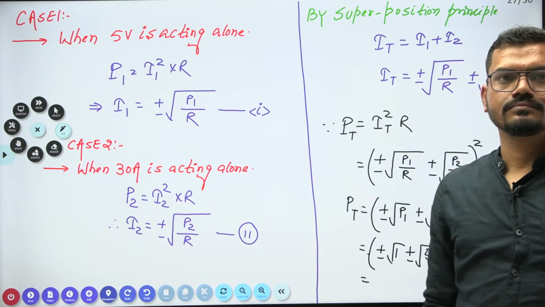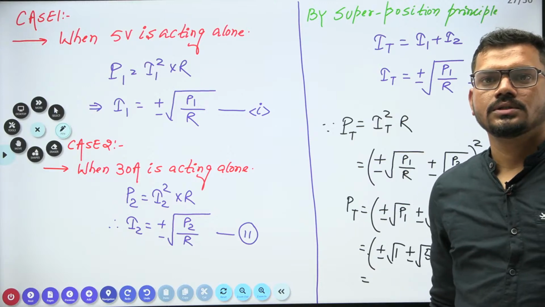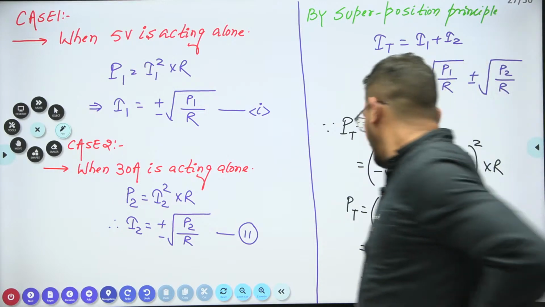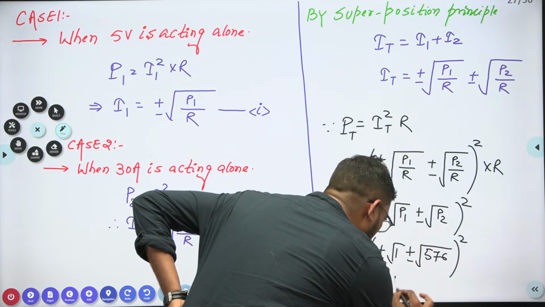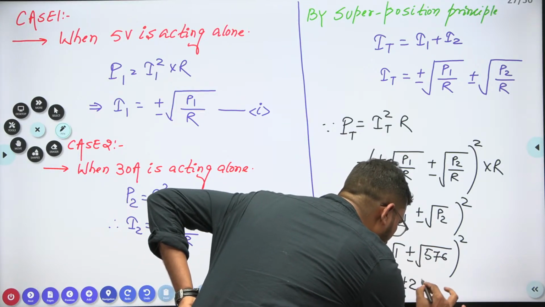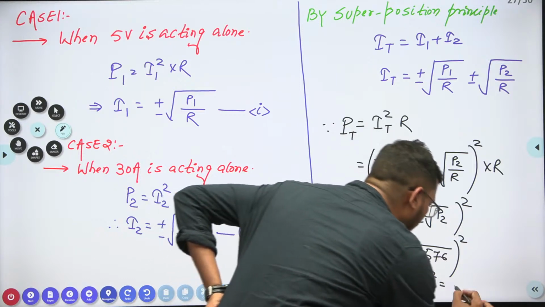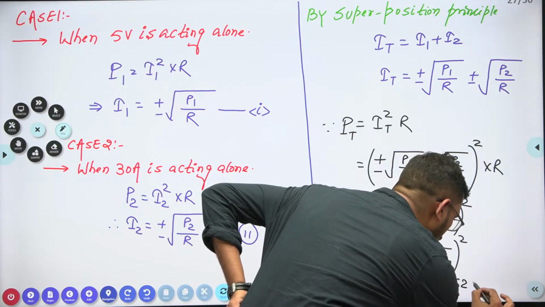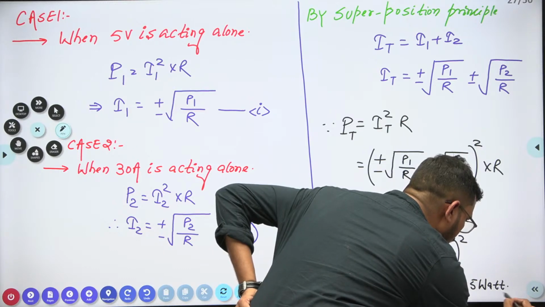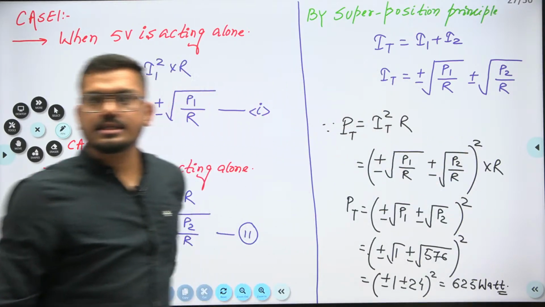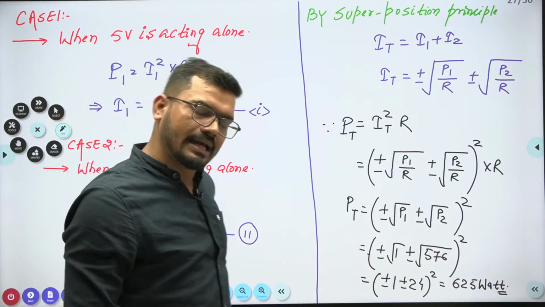625. Very good. So the answer will be plus minus 1 plus minus 24, and the square of this. So the value will be 625 watt. Is it clear? Yes or no? Yes, the maximum value will be 625.